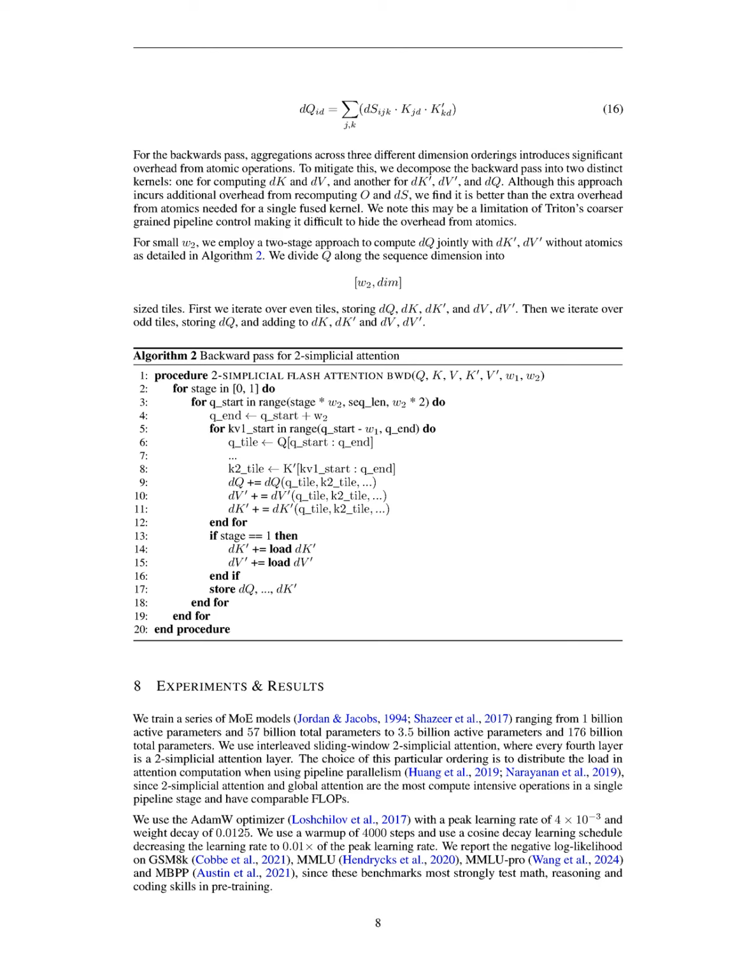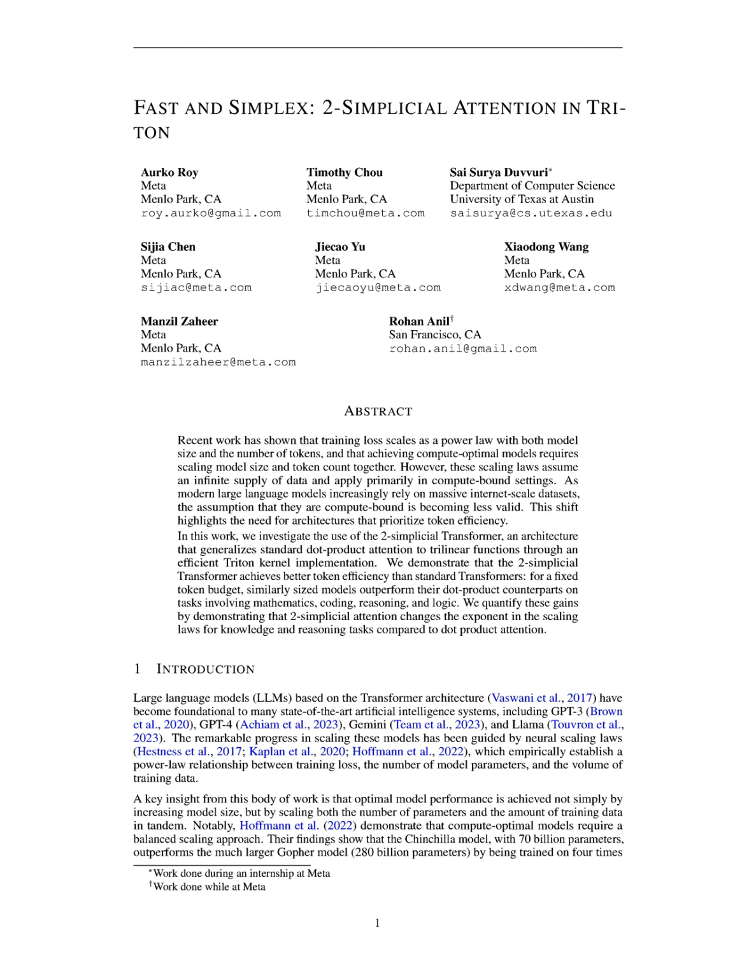The results achieved with the two-simplicial transformer showed a decrease in negative log likelihood as the model size increased, particularly from a 1 billion active parameter model to a 5 billion active parameter model. However, models smaller than 2 billion active parameters did not exhibit gains from using two-simplicial attention.